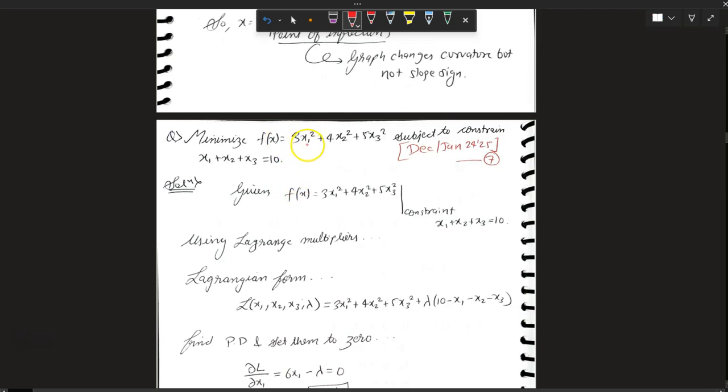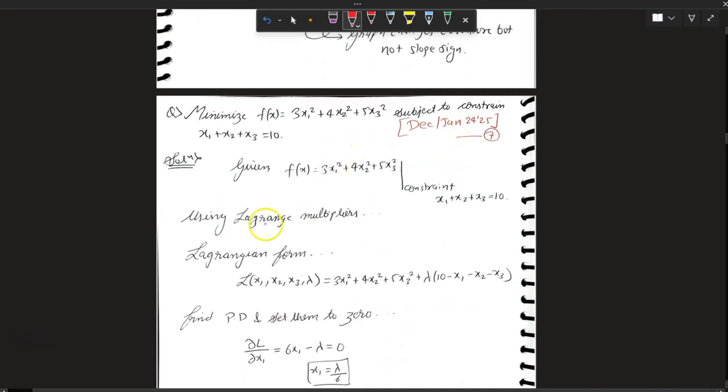Okay, so let's see the next question. Minimize f of x is equal to 3x1 square plus 4x2 square plus 5x3 square subject to constraint x1 plus x2 plus x3 is equal to 10. See, if any question appears like this, subject to constraint, then you have to apply this Lagrange multiplier.